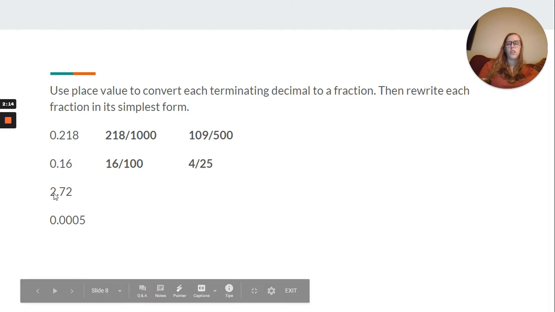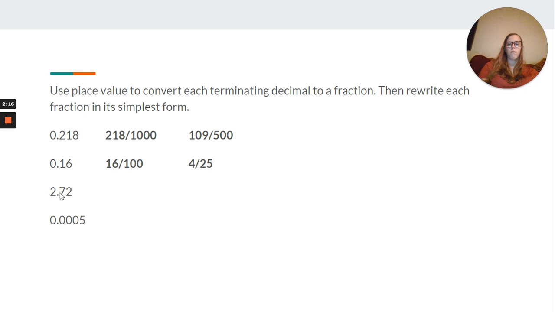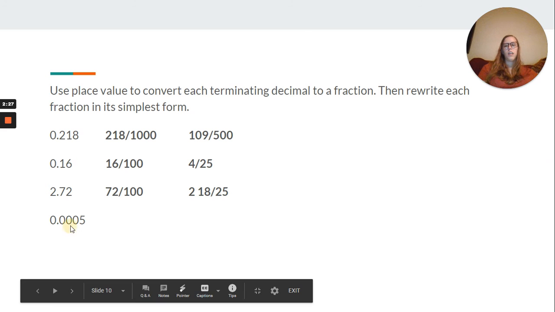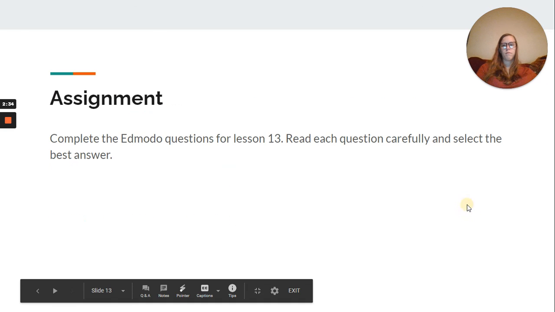So we have 2, so that's going to be a standalone, and then we have 7 in the tenths and 2 in the hundredths, so we have 72 over 100, simplified, 18 over 25, so it is 2 and 18/25. Then here we're going to have 5 over 10,000, which simplifies by 5, to 1 over 2,000.